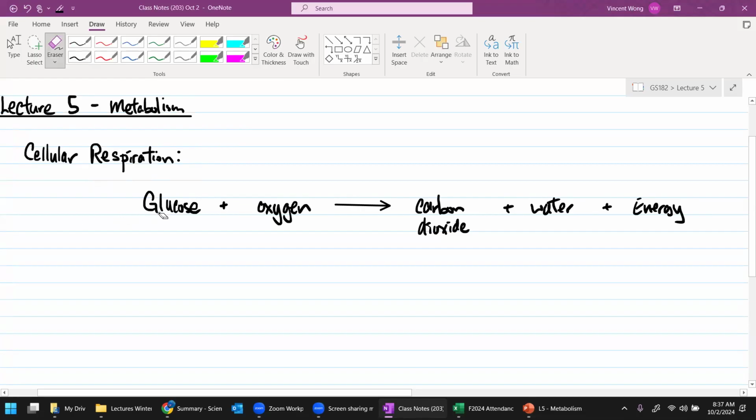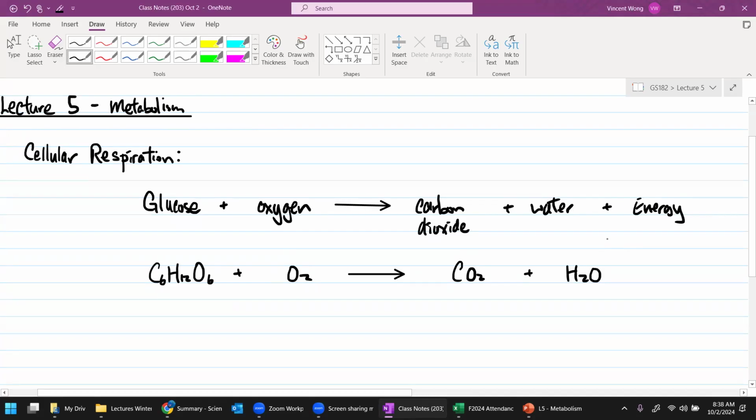So for example, glucose, the formula would be C6H12O6. And what's the formula for oxygen? Does anybody know? O2, exactly. O2. And it's going to produce carbon dioxide, which is CO2, plus water.